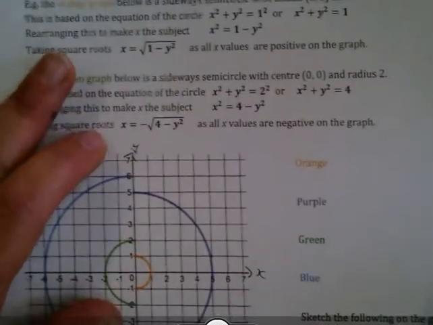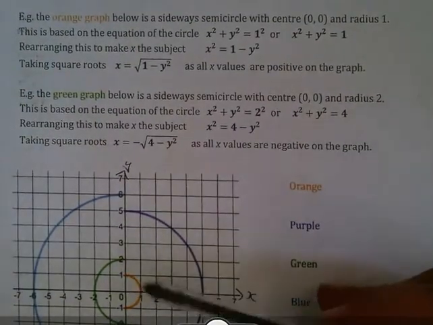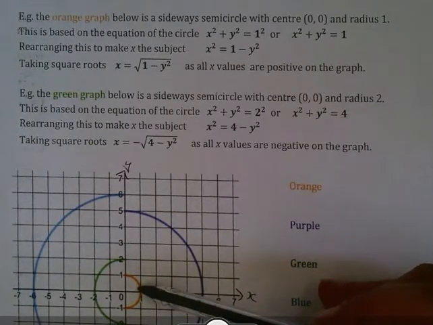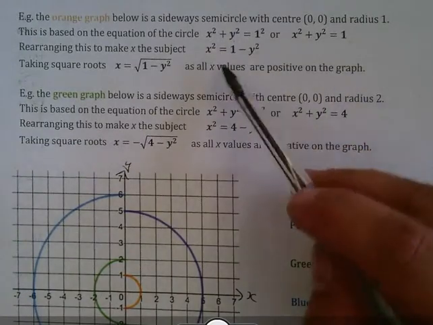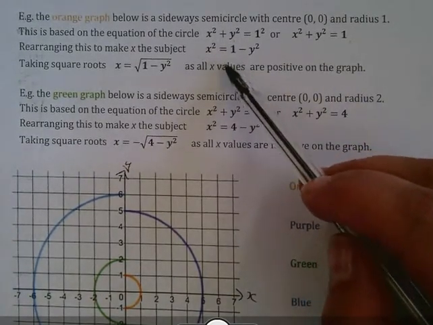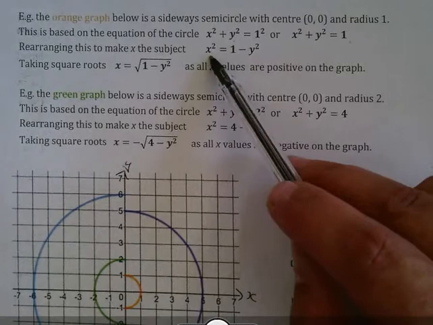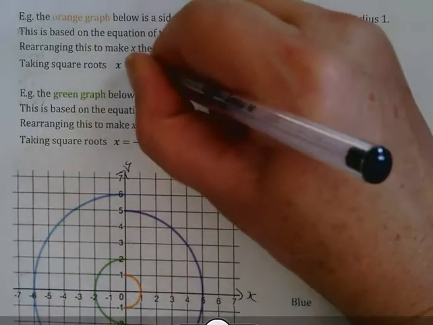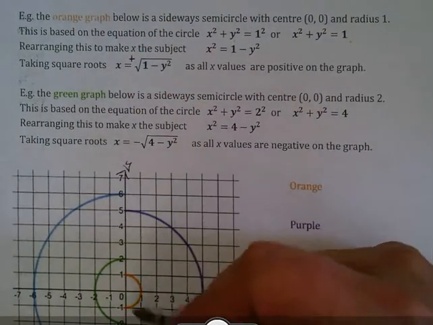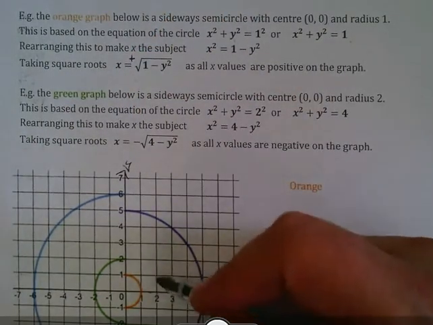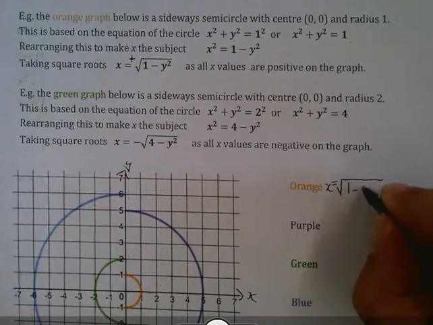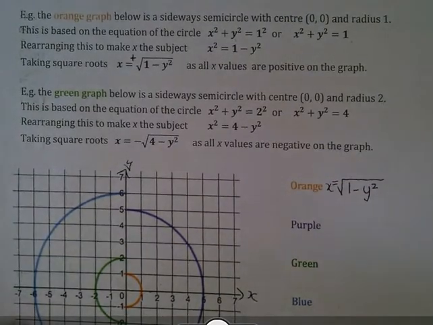So let's look at the orange graph down here. This is obviously based on a circle with center 0, 0, radius 1. So we start with that. But because it's sideways, we make x squared the subject here. x squared is 1 minus y squared. And then we take the square root, and it will be the positive square root because look at all the x values over here. They're all positive. Okay, so our orange graph is x equals the square root of 1 minus y squared. Sorry, I haven't written that very well.